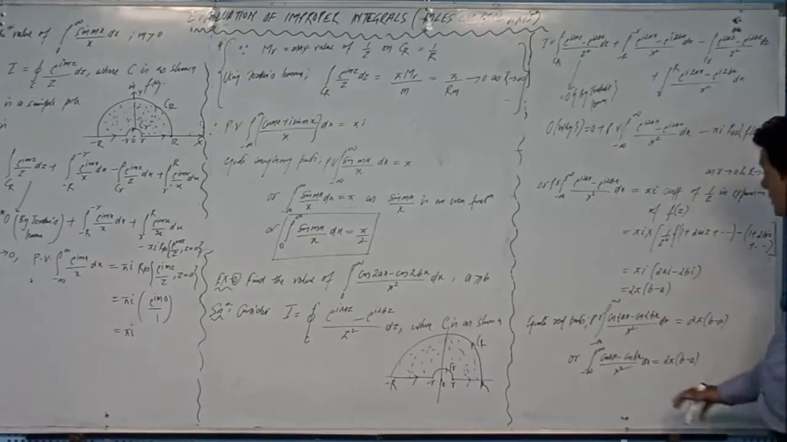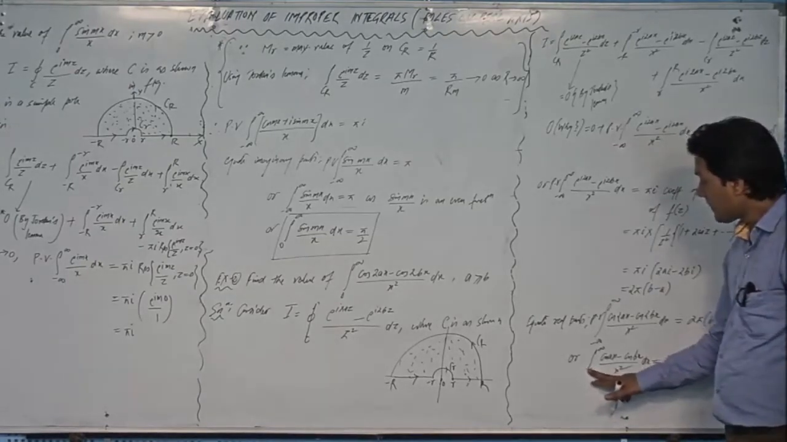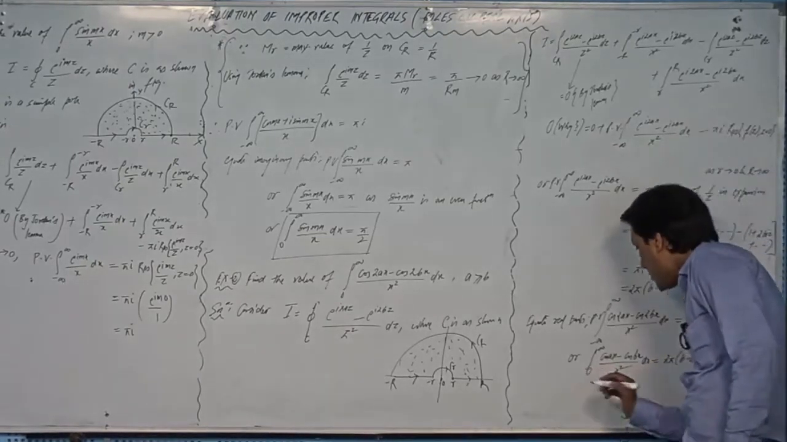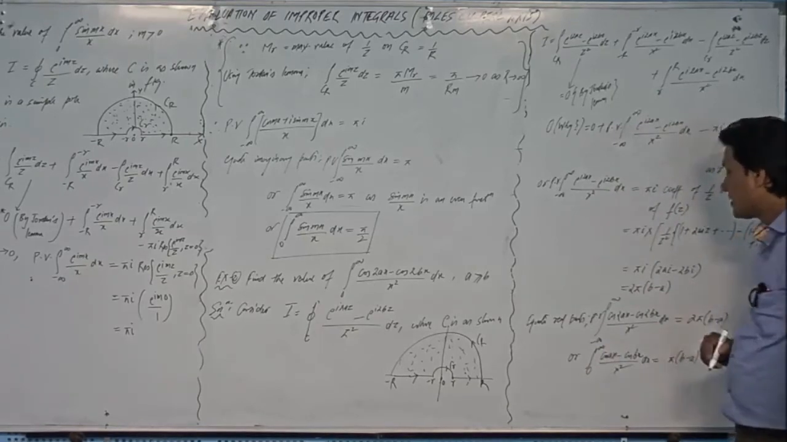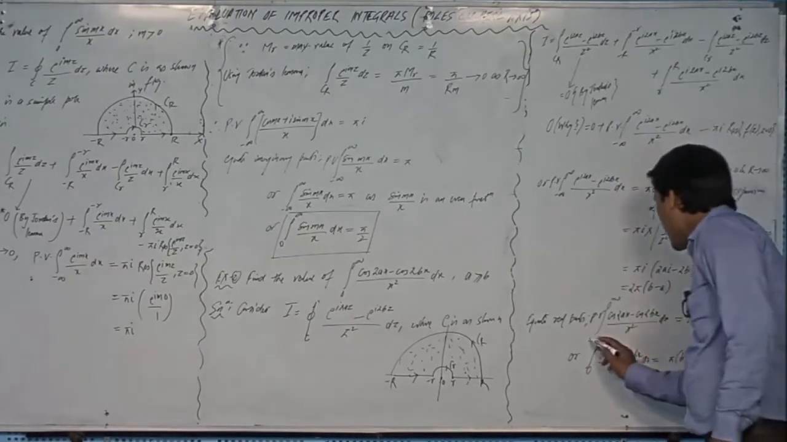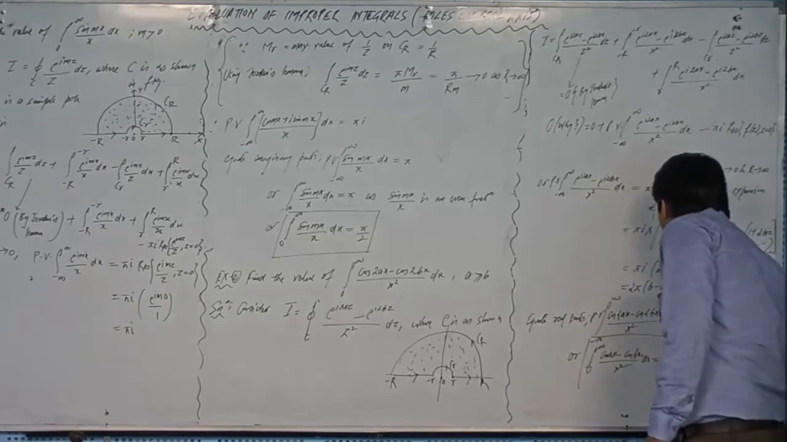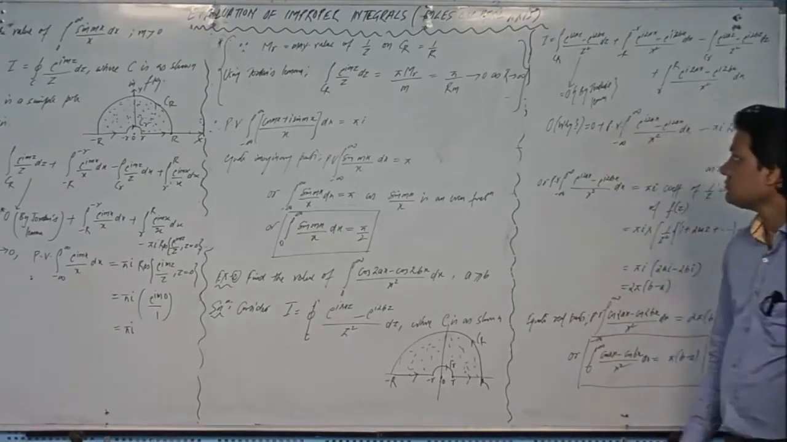And since it is an even function, we can again use that property, twice 0 to infinity, and that 2 will be cancelled by this thing, right? So this is the final value of the integral, right?